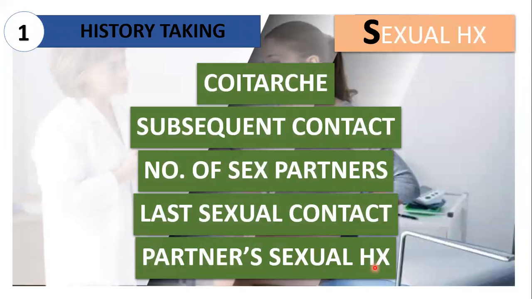Next is the sexual history. And here are the components. We ask about this sensitive topic. So you have to tell and explain the importance of this questioning. Okay? Because this is a very sensitive topic. You'll be asking the age of first coitus of the patient, and then the subsequent contacts, how many, and then the number of sex partners the patient is currently having, and then the date or when was the last sexual contact, and even the partner's sexual history if the patient is aware of it.